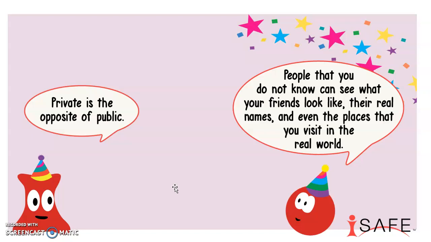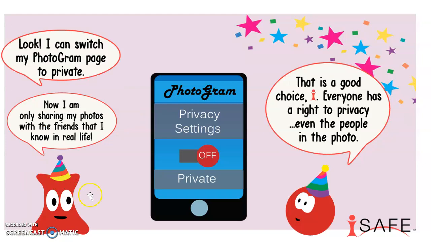People that you do not know can see what your friends look like, their real names, and even the places that you visit in the real world. Look, I can switch my Photogram page to private. Now I am only sharing my photos with the friends that I know in real life. That is a good choice. Everyone has a right to privacy, even the people in the photo.